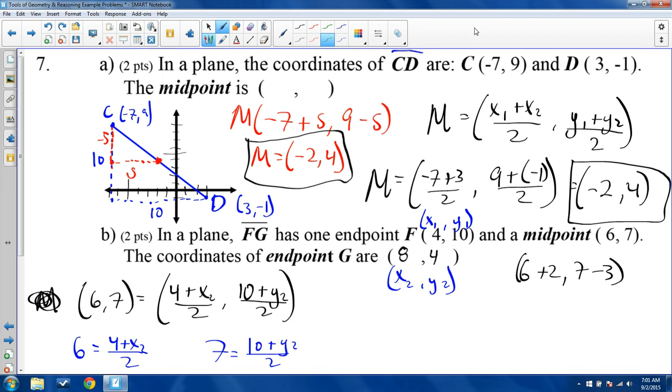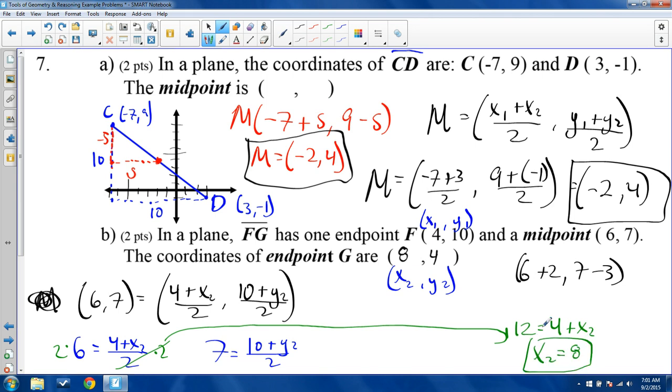I know there's kind of a lot of scratch work, so I'm apologizing for that. If I multiply both sides by 2, I can get rid of that unneeded fraction. 2 times 6 gives me 12. So 12 is equal to 4 plus x sub 2. Subtract 4, and you get x sub 2 equals 8, as we already got, as shown up there.